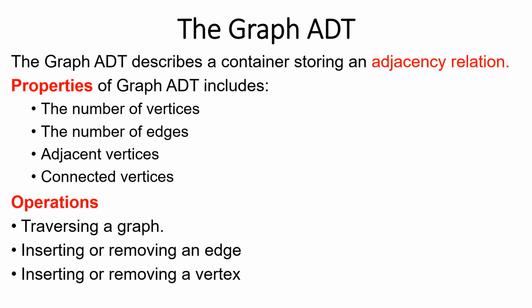Now, operations which are applicable on the graph as an ADT include, as in other ADTs, inserting and removing an edge, inserting and removing a vertex present in the graph, and then traversing through the vertices and the edges present in the graph.